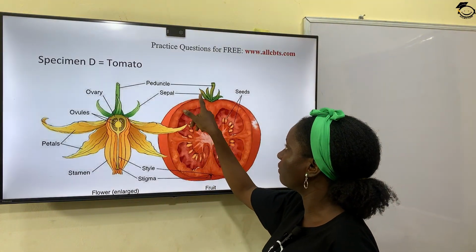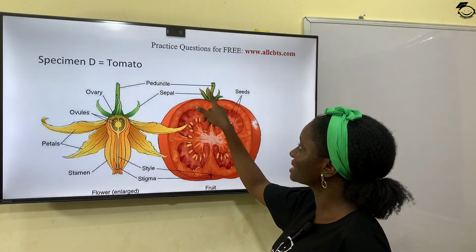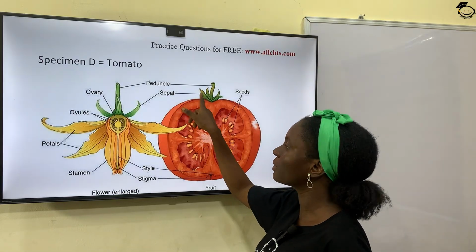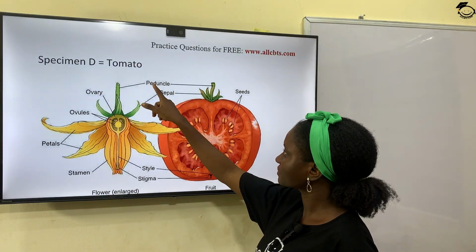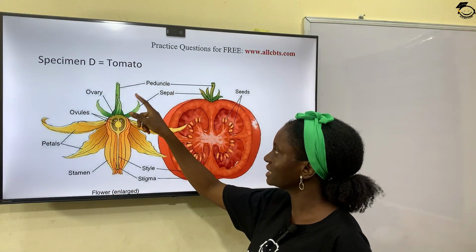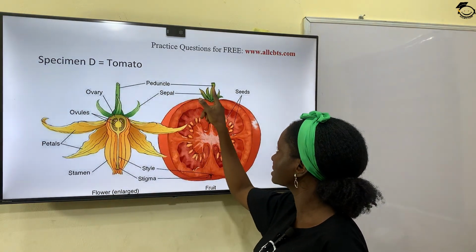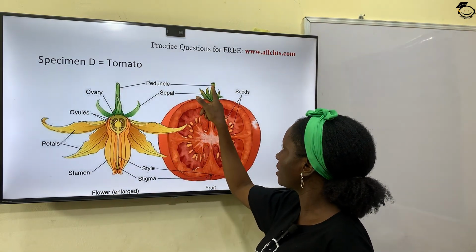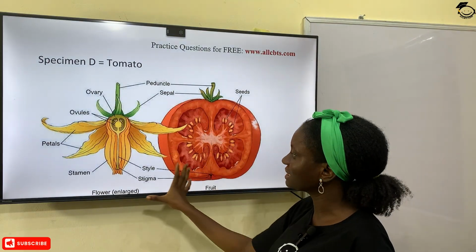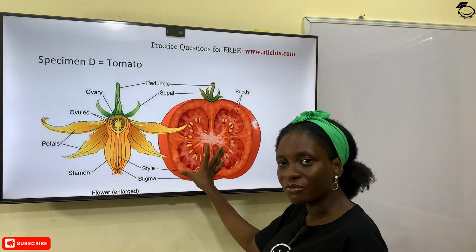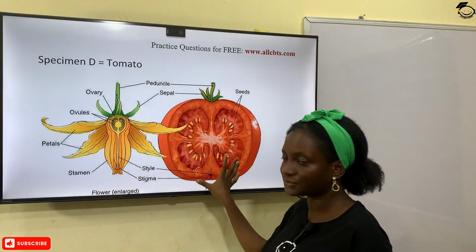The sepal, it protects the buds, the flower buds. Then the peduncle is the flower stalk. As you can see it here, is the flower stalk. So these are the different parts of flower and fruit.